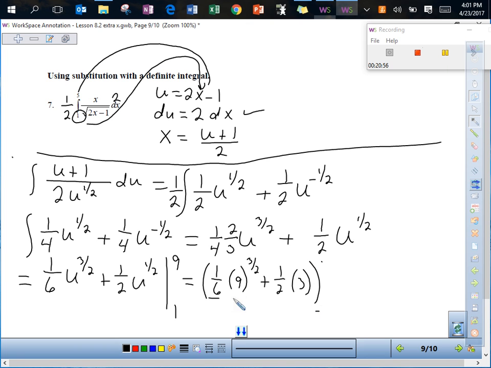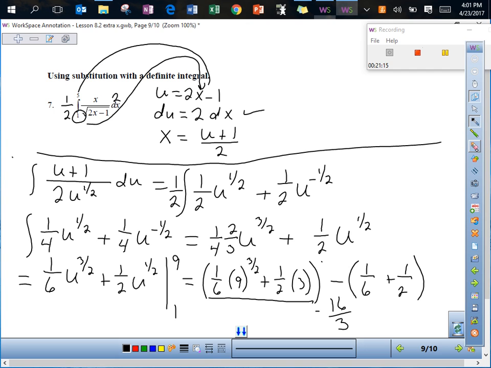So there's the number I'm going to get when I run 9 through there, minus when I run 1 through there, I'm going to get 1/6 times 1 plus 1/2. When you run all this through your calculator, you should come up with positive 16/3. Looks like a negative because I got a smudge there.